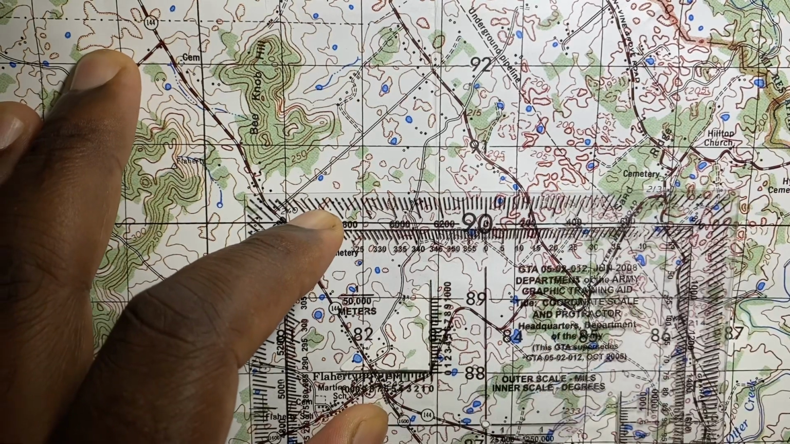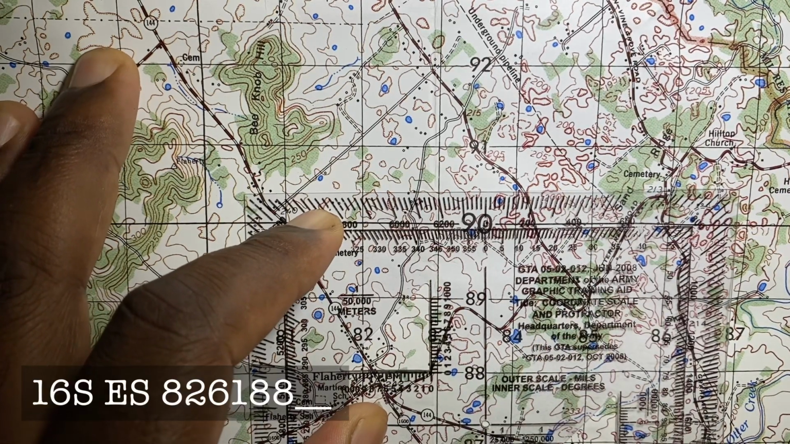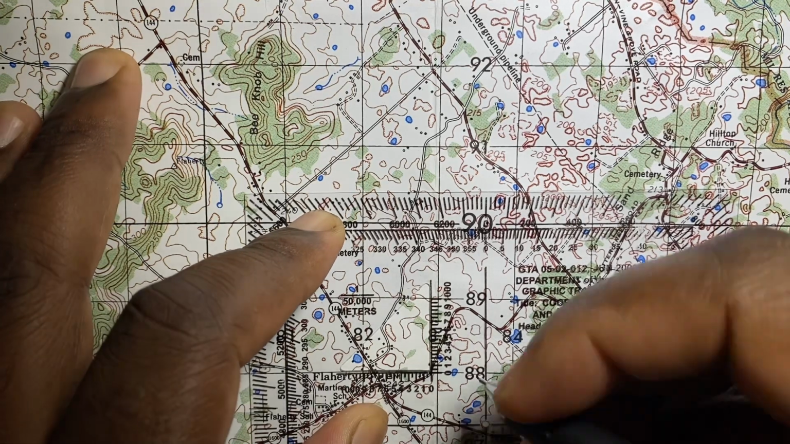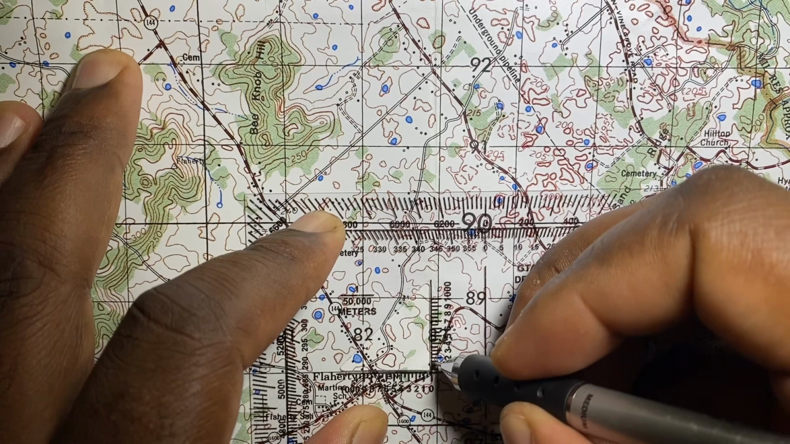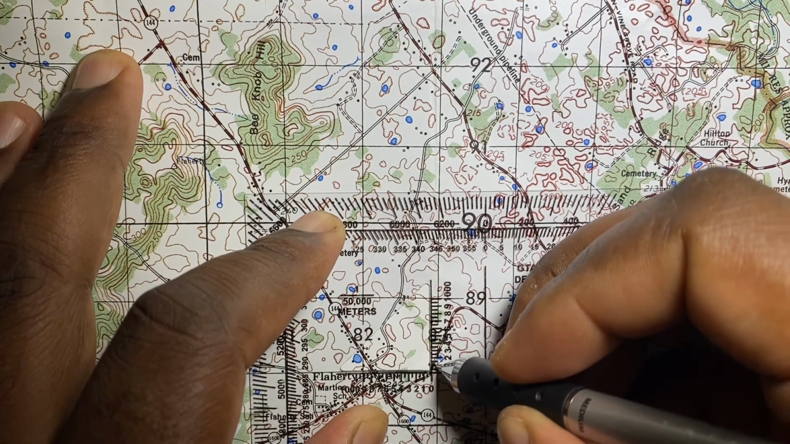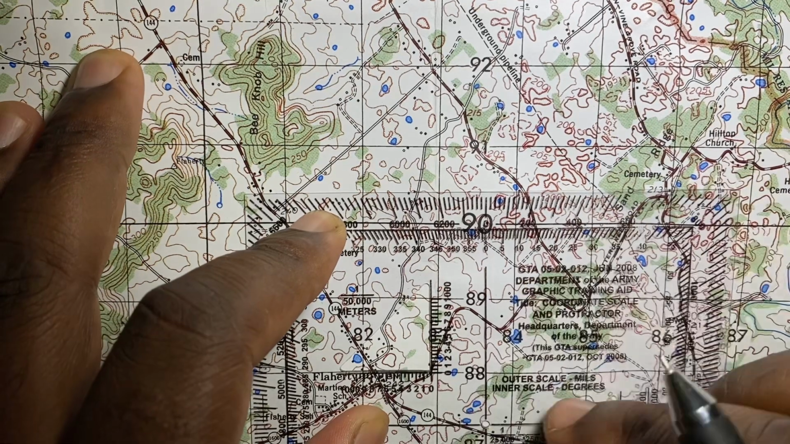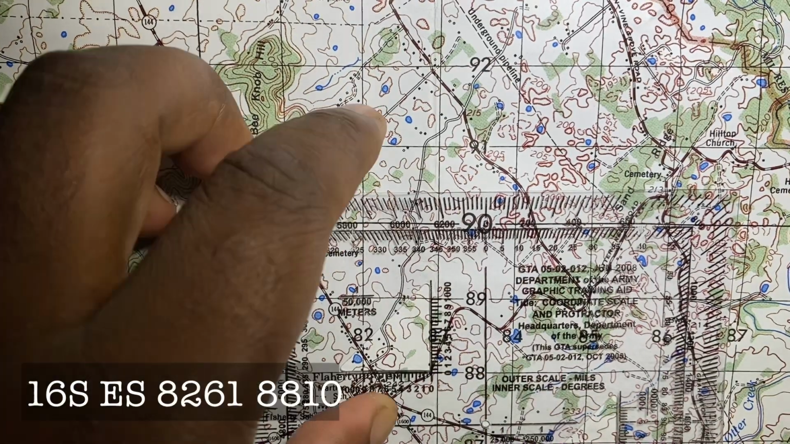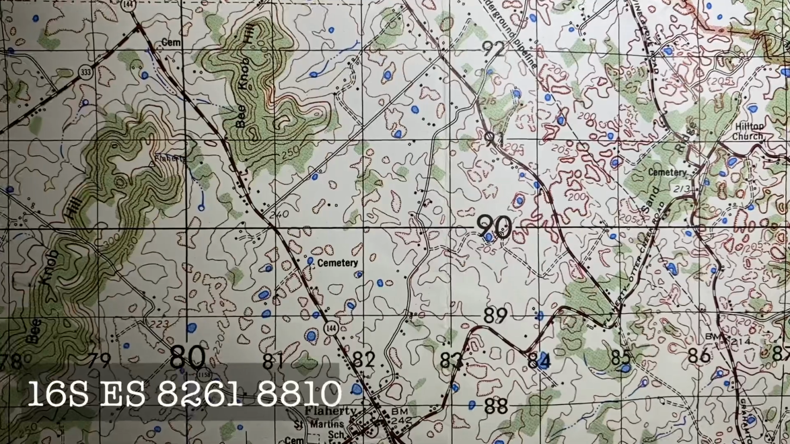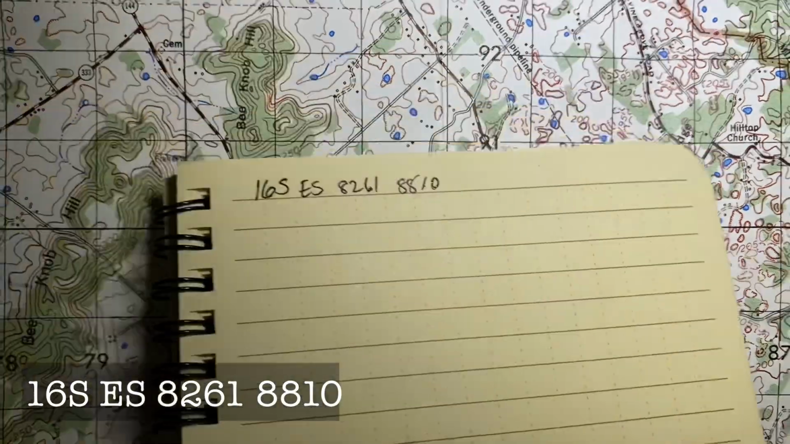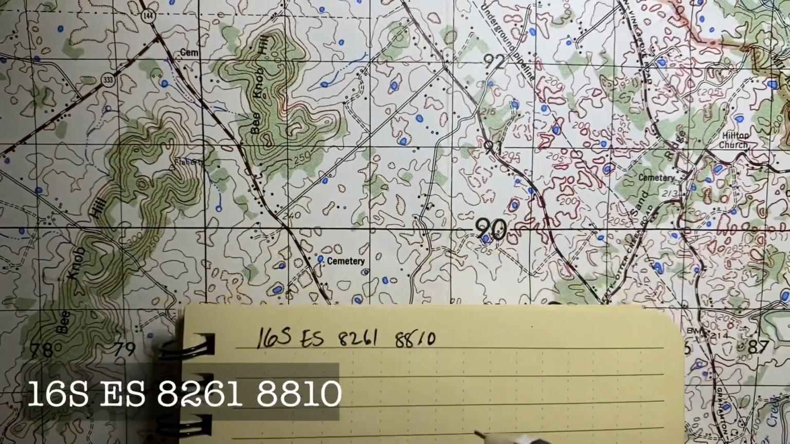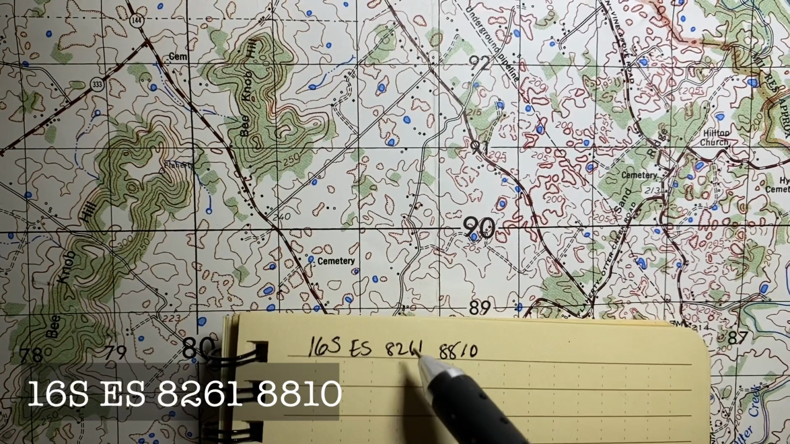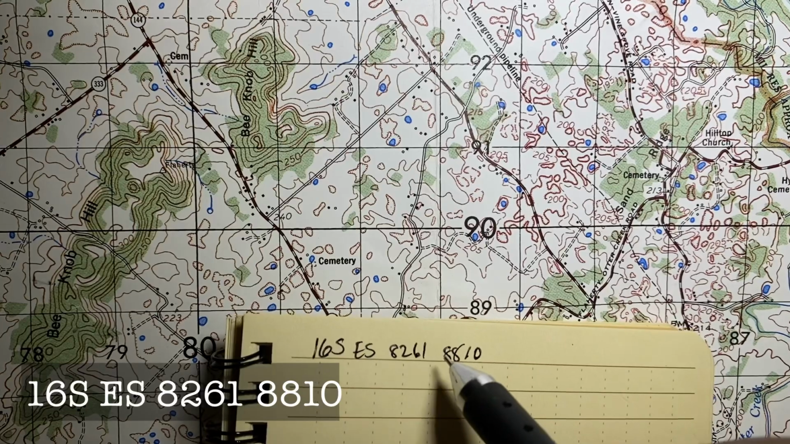it reads 61. So next to the 82, I'm gonna write the 61. And then for my latitudinal line here, it looks like right at 1, so that's 10. All right, so this is what my written grid would look like: 16 Sierra, Echo Sierra, 8261, 8810.